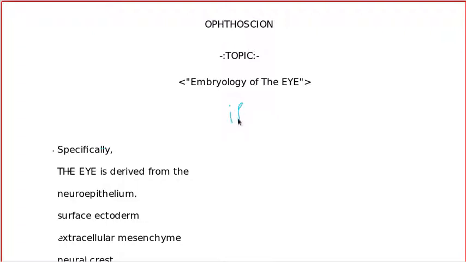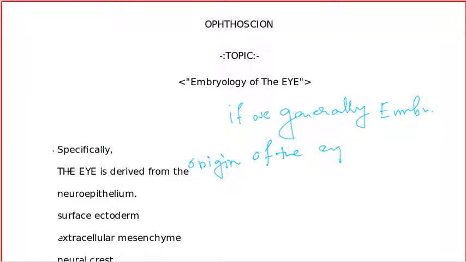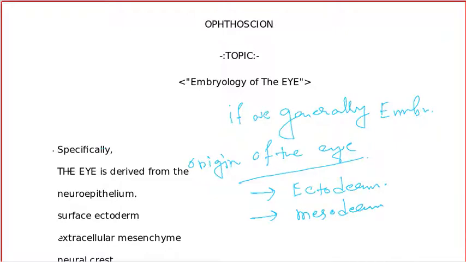Now, if we generally speak about the embryological origin of the eye, we get two layers of our body. The first layer is ectoderm and the second layer is mesoderm. These two layers give rise to the structures of the eye.